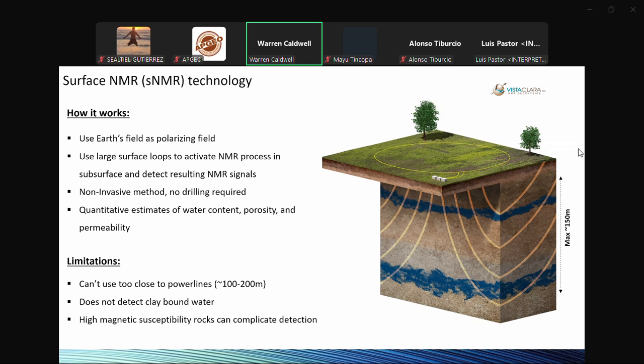There are some limitations to this method. It's very sensitive to electromagnetic interference, so you cannot be too close to power lines or infrastructure. It works best in rural locations. And if there is highly conductive ground, that will limit your depth of investigation. If there's high magnetic susceptibility, that can cause problems with interpretation. And if the water in the subsurface is in very small clay-bound pores, it can be difficult to detect those using this method.